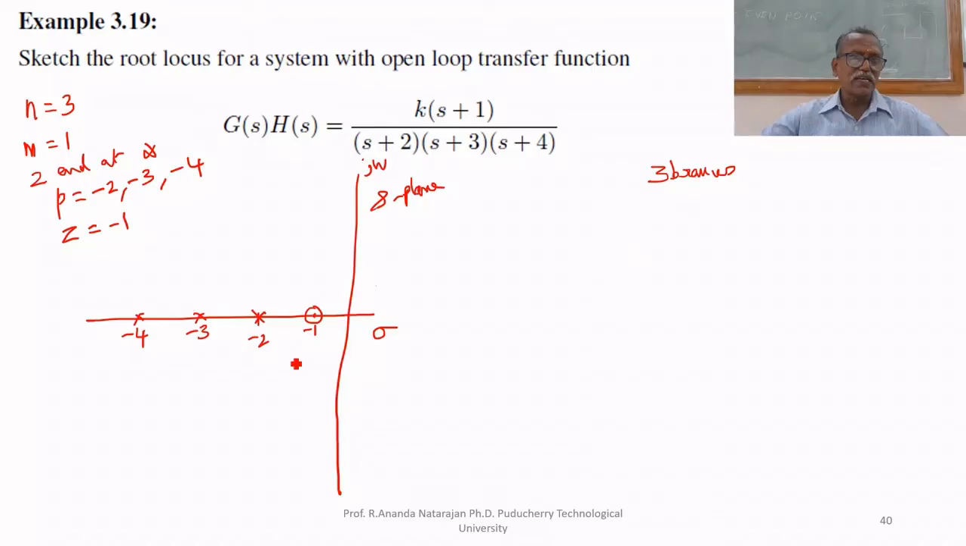A point on the real axis, whether it is on the root locus or not. If you select any point between minus 1 and 0, is it on the root locus? It is not on the root locus because there is an even number of poles and zeros to the right.